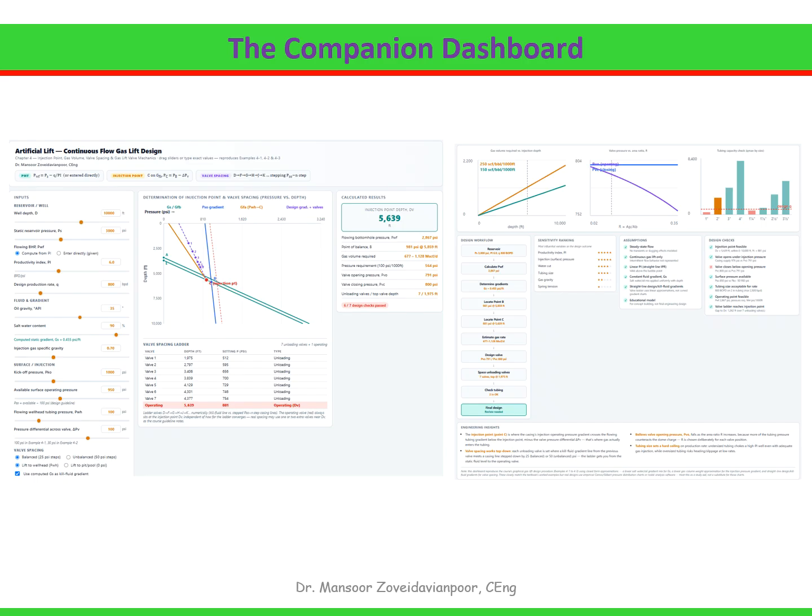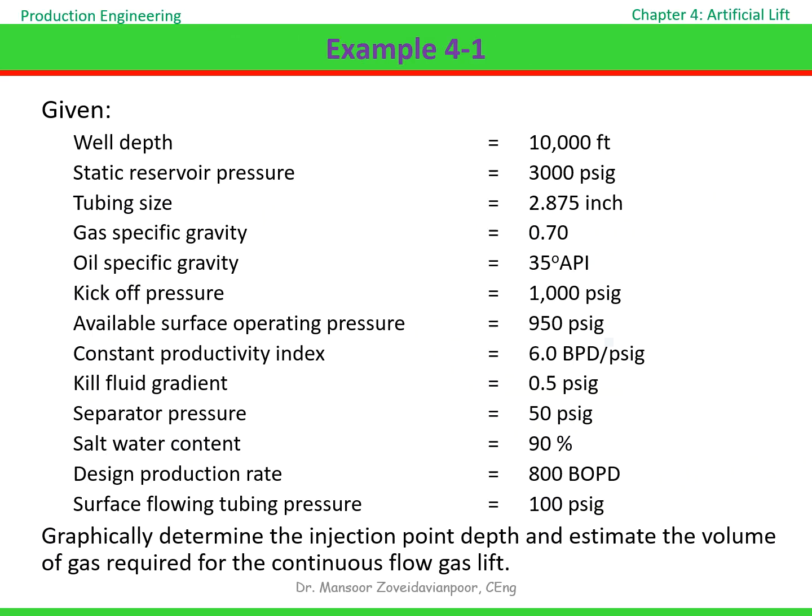As we work through the next few examples, you'll notice the dashboard follows exactly the same steps we've just learned: calculating PWF, locating point B, determining point C, estimating gas requirements, and eventually designing valve spacing. Use it as a learning tool first. The goal is not to replace the graphical method, but to help you understand how changing one parameter affects the entire gas lift design. Now let's apply the procedure using a real field example.